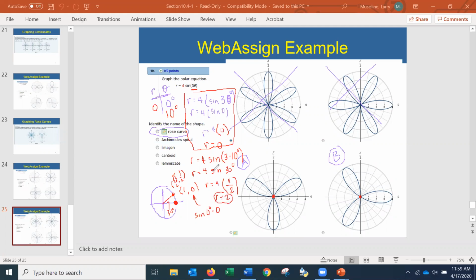All right, so I have 4 times 1/2, so r is 2. To get 2, you have to do 4 times 1, then divide by the bottom. Yep, if you do that, you get 4 divided by 2, so r is 2. So that means we have the point 2 comma 10 degrees, which should show up on our graph.